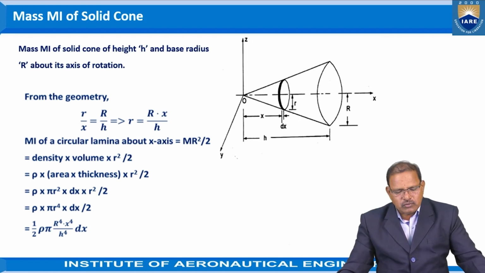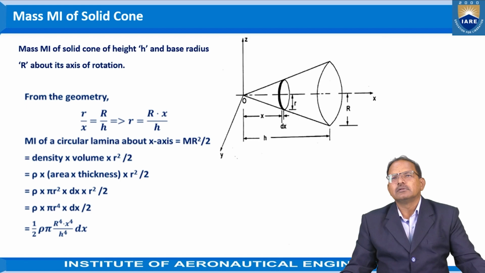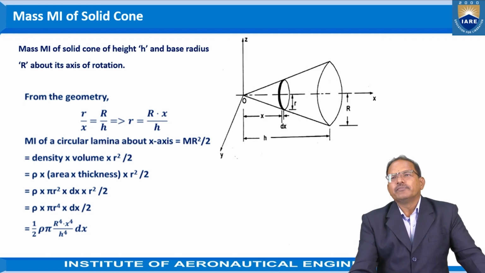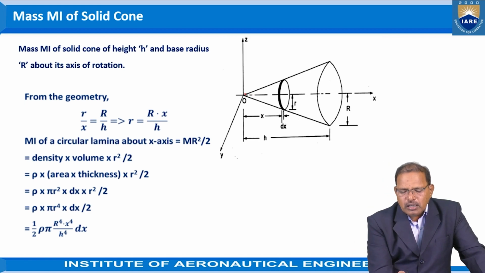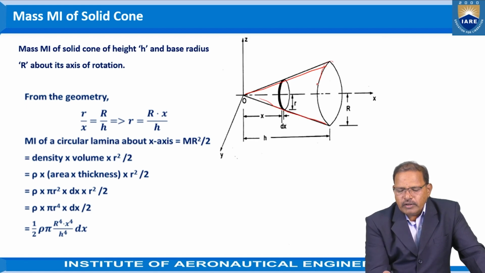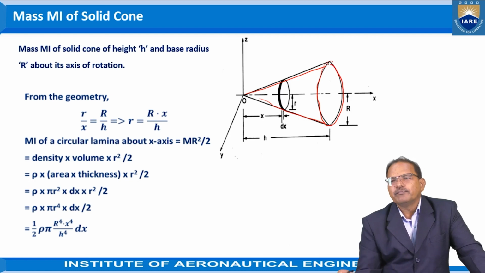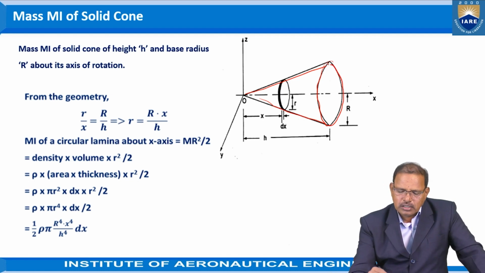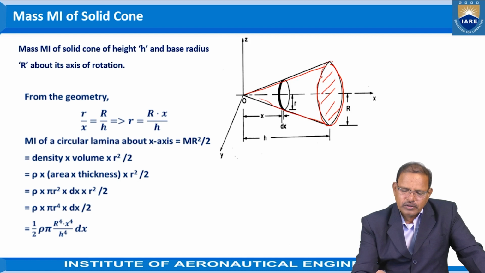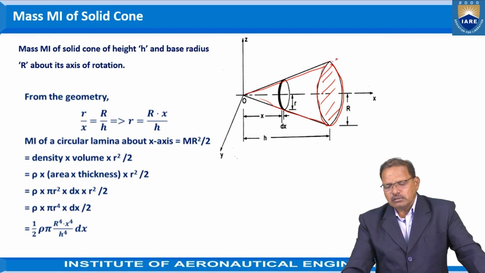Mass moment of inertia of the cone about the z-axis, which is perpendicular to the axis of rotation. Here we are taking a right circular cone, with capital R representing the radius of the base circle. The axis of the cone is taken as the x-axis, as shown in the figure.